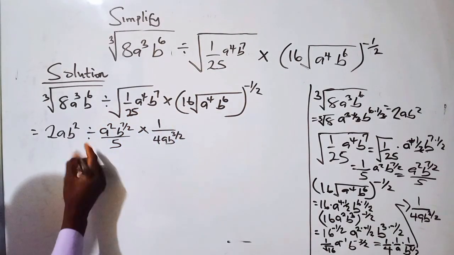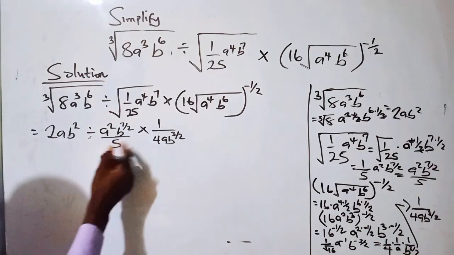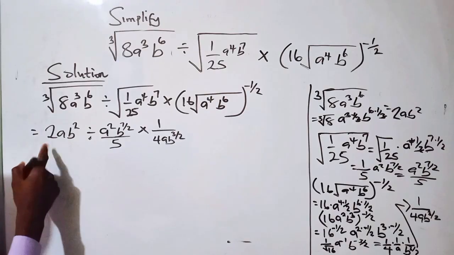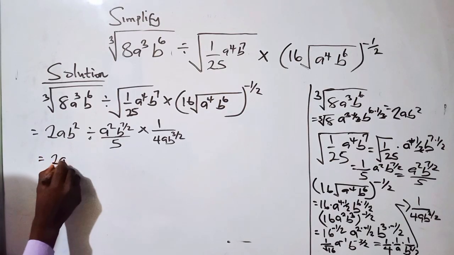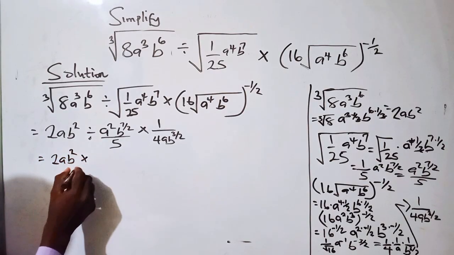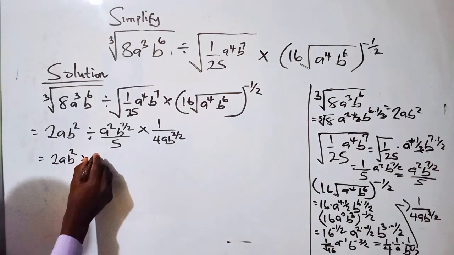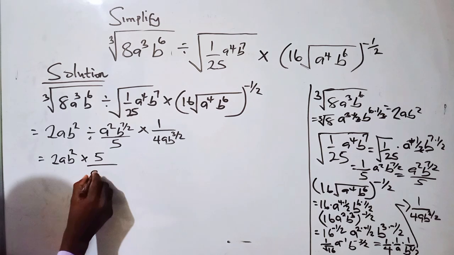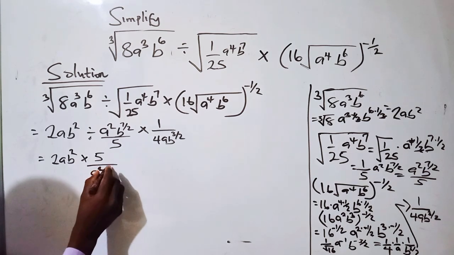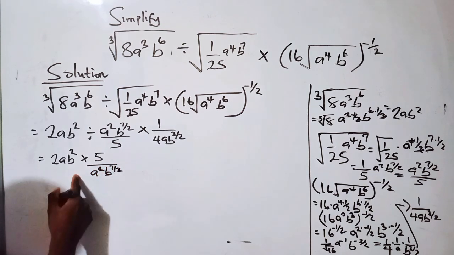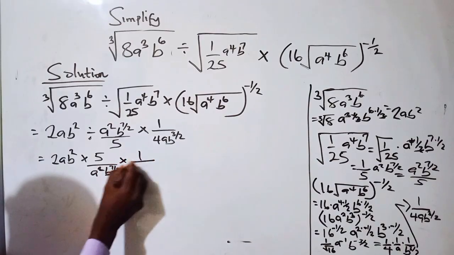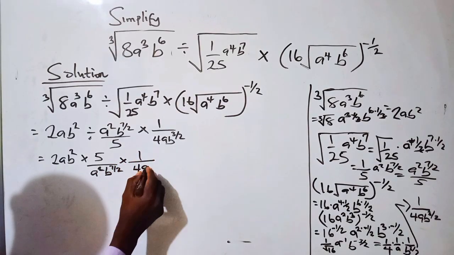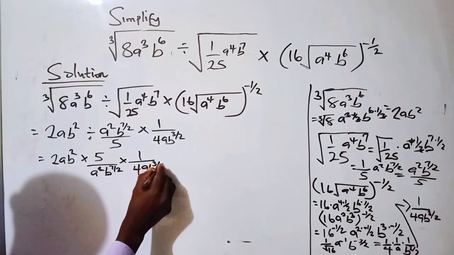Now we have division and multiplication. So we have to change this division to times. So how do we do that? So we have 2a b squared times, so by the time we do that, this 5 comes up, so we have 5 over a squared b raised to power 7 over 2, times 1 over, we have this as 4a, b raised to power 3 over 2.